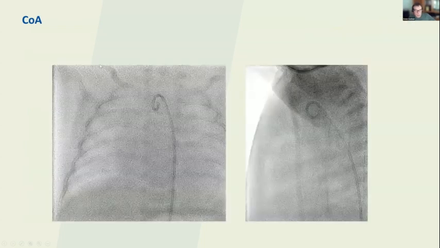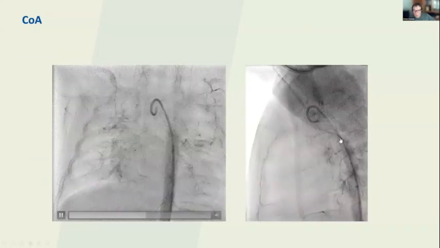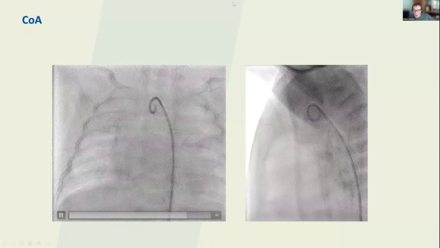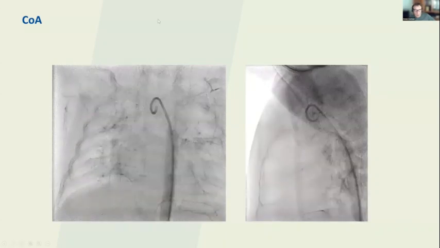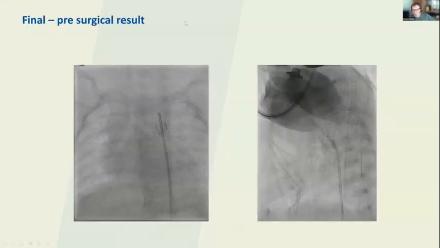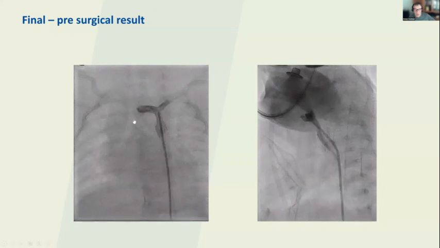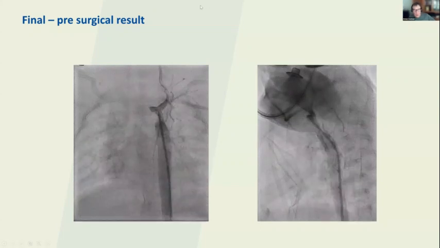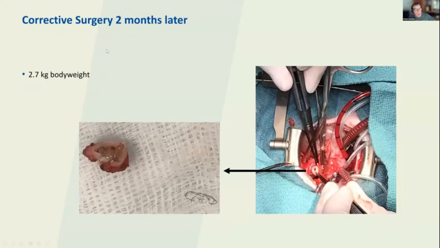So this is the 1.5 kilogram baby. You see the severe coarctation. And this is a 9 millimeter long, 3.5 millimeter Medtronic Driver stent implanted. You see there's still a hypoplastic distal arch, but the patient improved and the patient could be operated on 2 months later. This is how our surgeons resect the stent, and they did an end-to-side anastomosis.